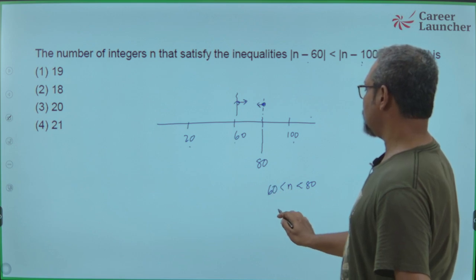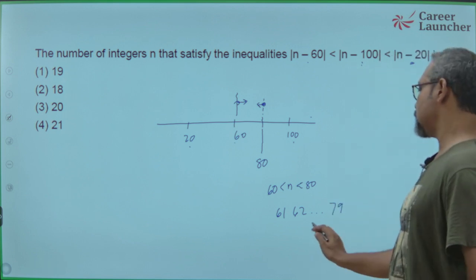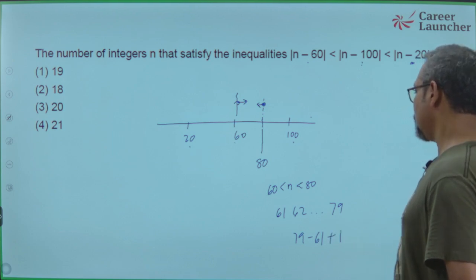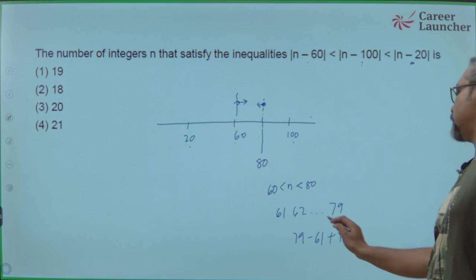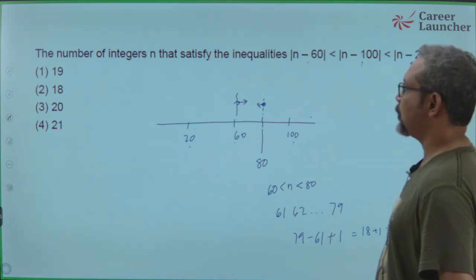So integer values 61, 62 all the way till 79. So how many values are there? 79 minus 61 plus 1, because we are going to count both the ends. So that is 18 plus 1. So there are 19 integer values for n.